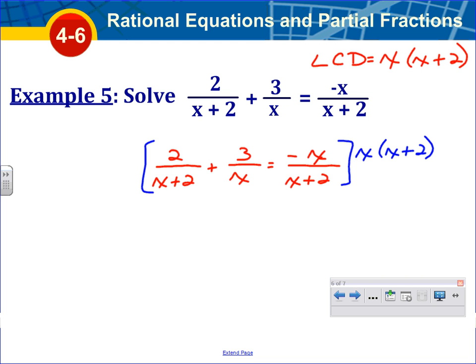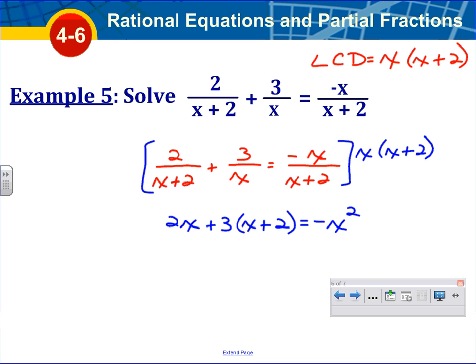All right, so when we take that common denominator and multiply it by that first fraction, the x plus 2's will cancel out, leaving you with a 2 and an x. You multiply those together, so that gives you a 2x. Going to the second fraction, the x and the x will cancel out, so that leaves you with a plus 3 times x plus 2. Then going to the third fraction, the x plus 2's again will cancel out, and that leaves you with a negative x times x, which is negative x squared.